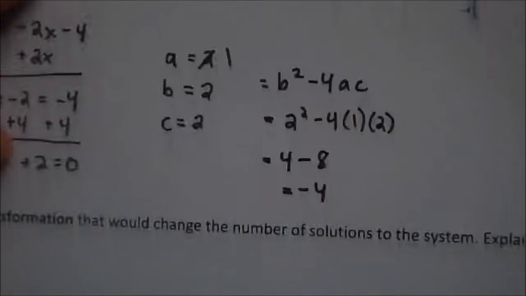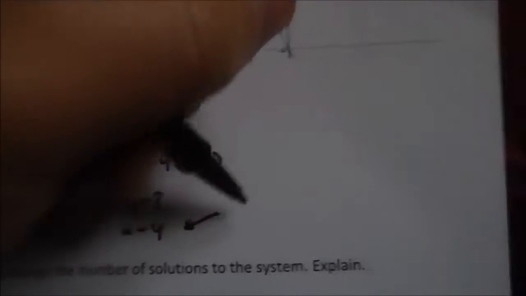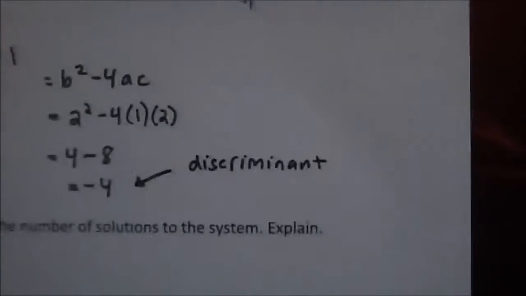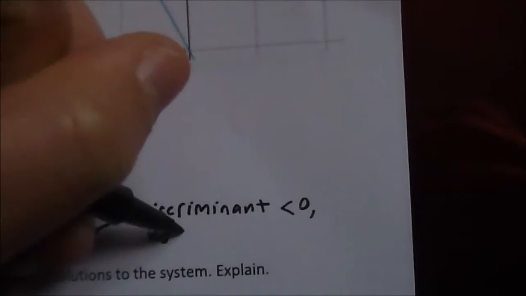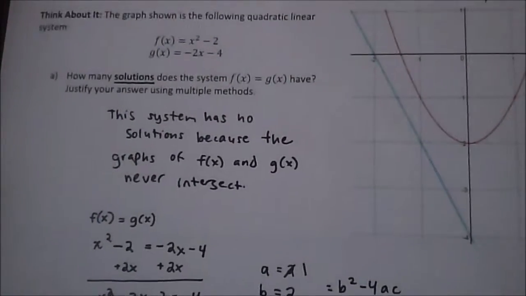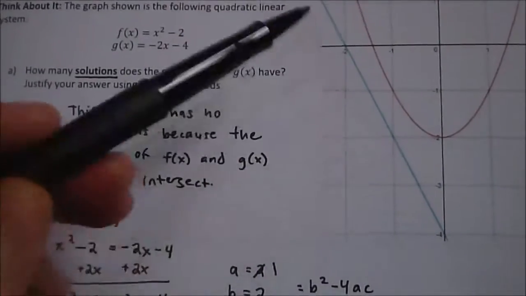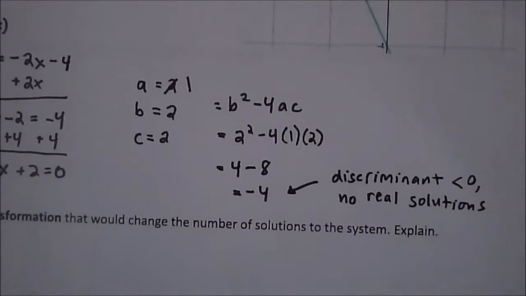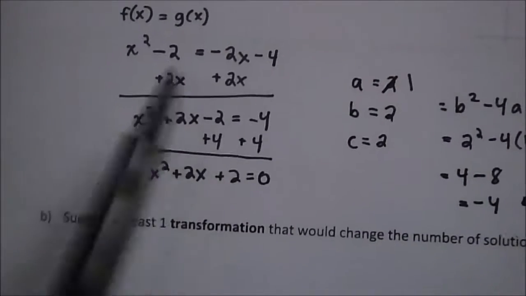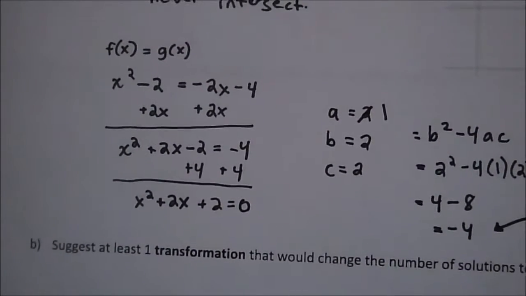So since my discriminant is negative, or less than 0, this means there are no real solutions, not only to this quadratic equation, but therefore to this quadratic linear system. We have just reinforced the idea that because the graphs never intersect, there are no real solutions to the quadratic that's formed by setting those equations equal to one another.